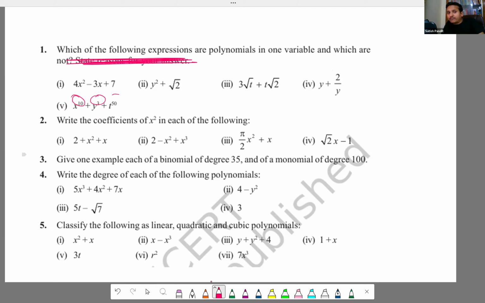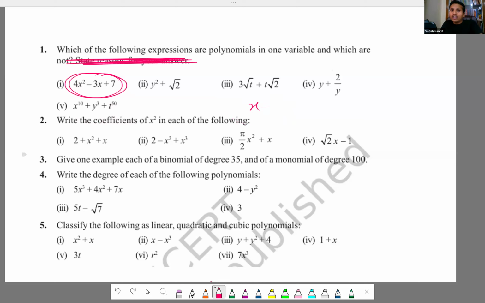And 10, 3, 50 are all whole numbers, right? So this is a polynomial, but there are three variables. Now, if you look at this one, x is the only variable. So this is a polynomial in one variable. That one is a polynomial in three variables. Suppose I have x plus y. This is also a polynomial in two variables. Yes or no, everyone? Yes.